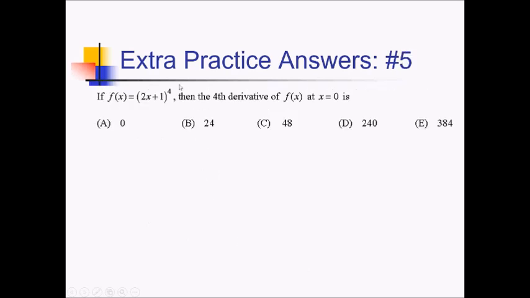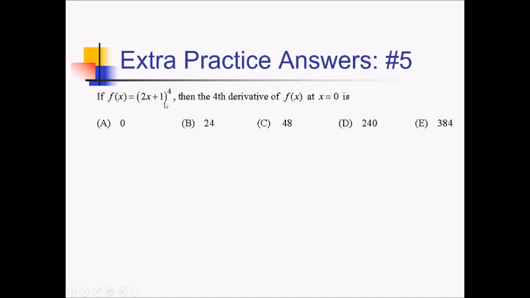On this problem, we're given the function (2x plus 1) to the 4th, and we want the 4th derivative of f of x at x equals 0. All right, this is going to be fun. So we need to take 4 derivatives on this one. There isn't really a faster way to do it other than using the chain rule, because we don't really want to multiply all this out.